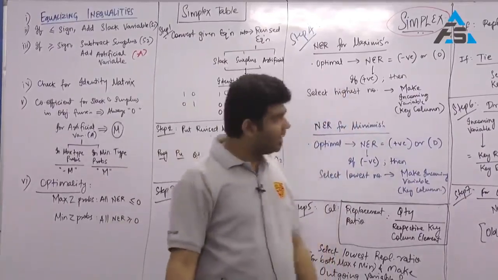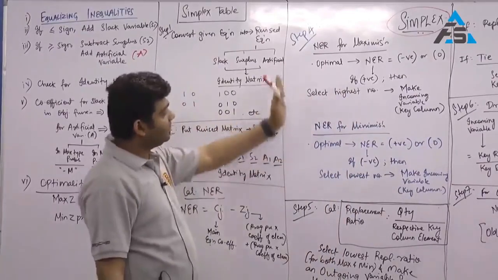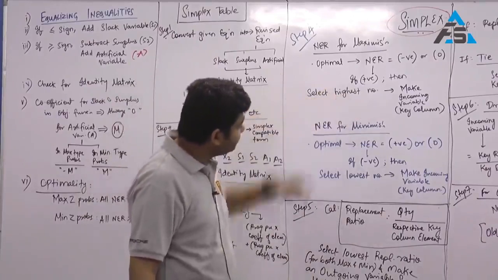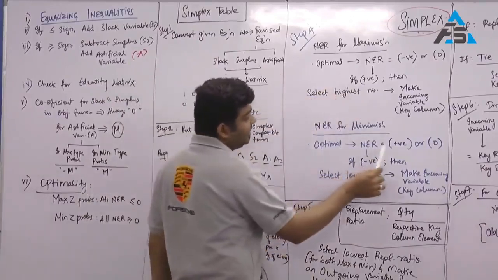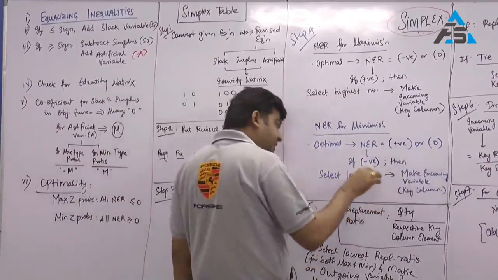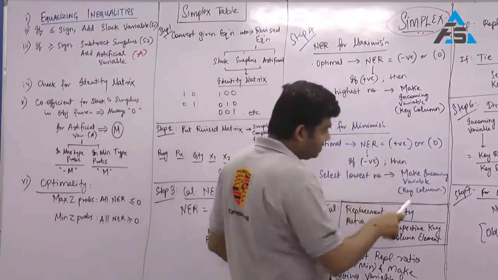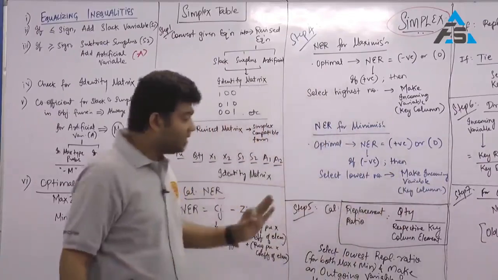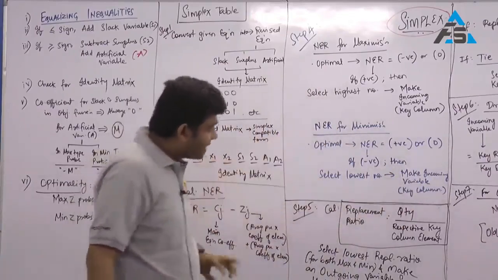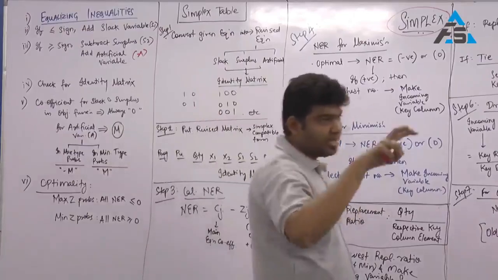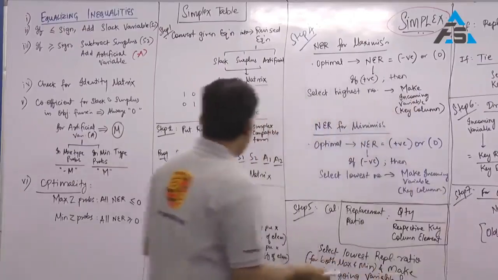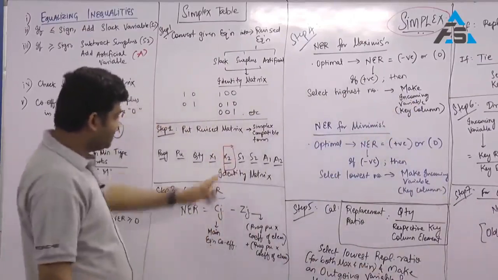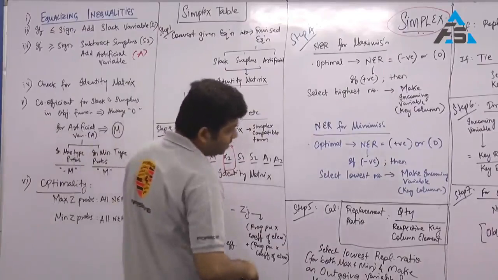I am assuming 2 days after you have exam, so we are in proper notes as to what I am trying to say. NER for minimization, optimality reached when NER positive or 0. If there is negative, then select the lowest number and make an incoming variable from there, which is also called a key column. Step 5, calculate replacement ratio. So now we have made the entry here, just assuming that this is the highest number or lowest number as the case may be. This is my key column.